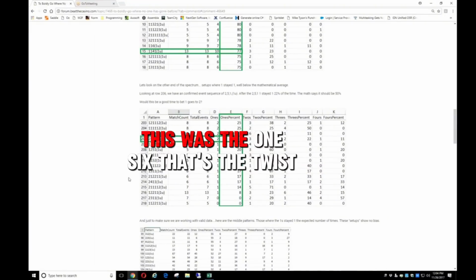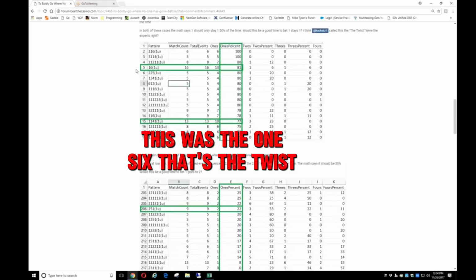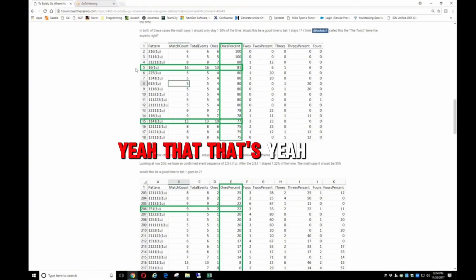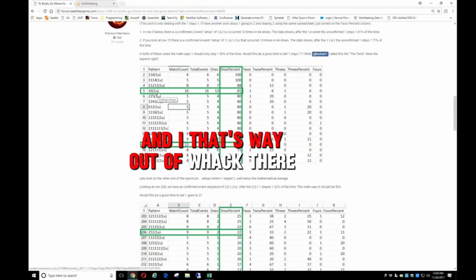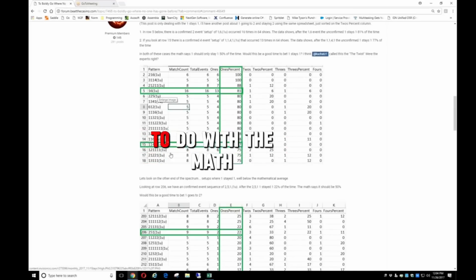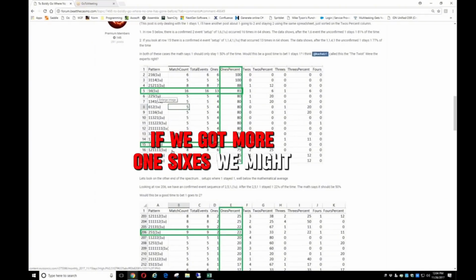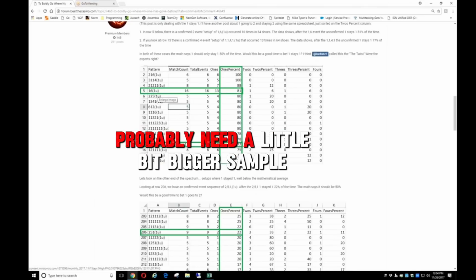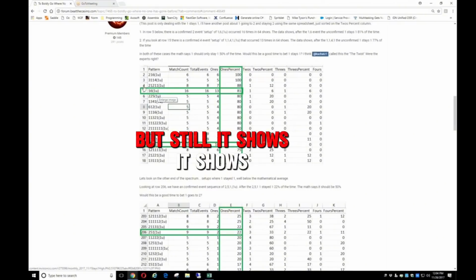Yeah. This was the 1-6. That's the twist. Kind of the twist. Yep. That's way out of whack there. Wow. Yeah, and it could be some of it has to do with the math. If we got more 1-6s, this might normalize a little more. Yeah, probably need a little bit bigger sample, but still, it shows.